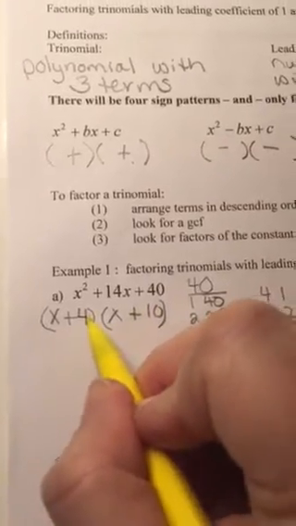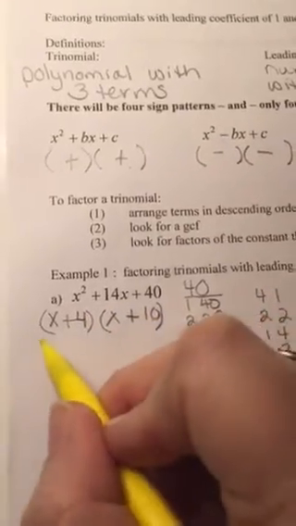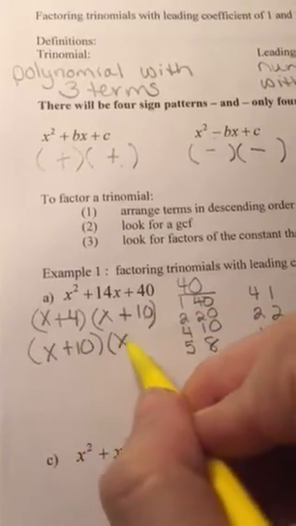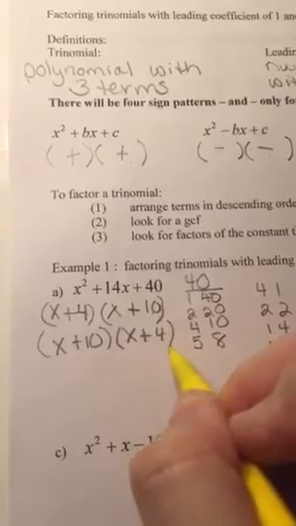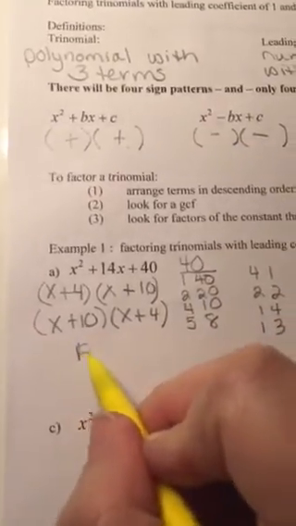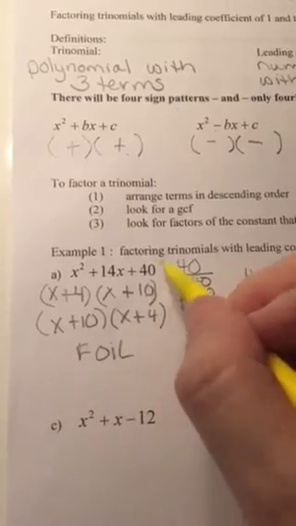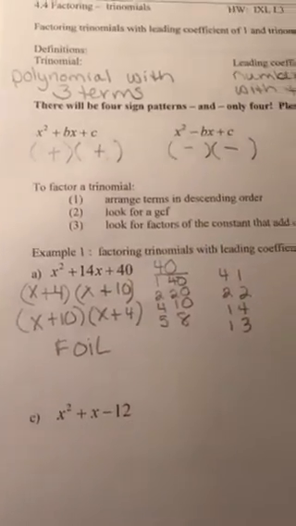Now, if you wanted to put the 10 here and the 4 here, that doesn't matter at all. I could write it as x plus 10 times x plus 4, commutative property of multiplication, and I could check my answer by FOILing. And when I FOIL, if I'm correct, this answer should get me back to my original.